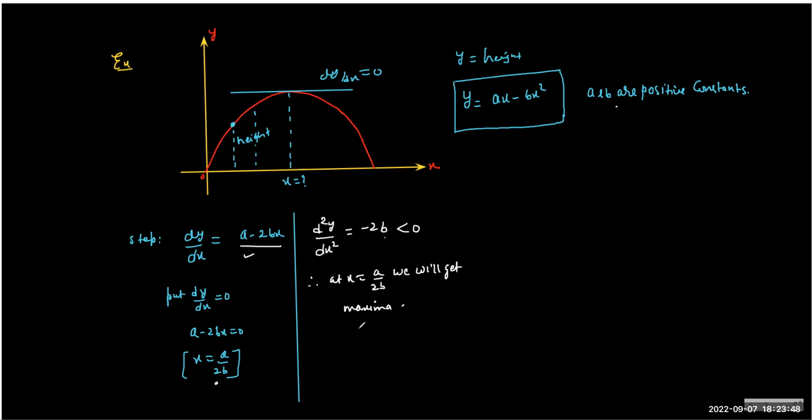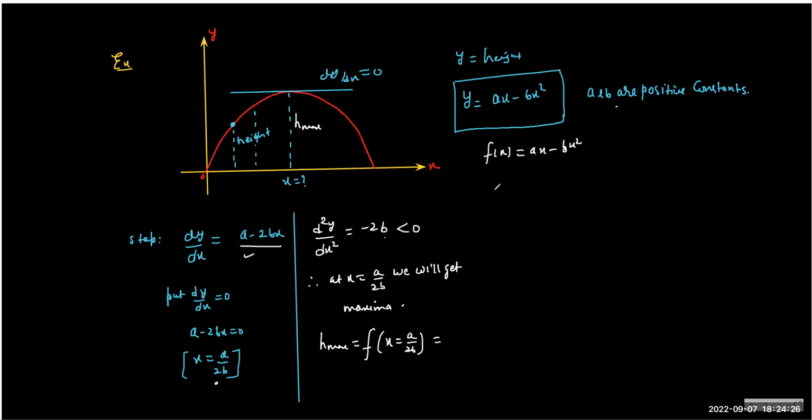The other question that may be asked is, if that is the location at which the maximum is there, what is the maximum height? What is h max? So h max is the y value, or you can say h max is basically f of x when x is a by 2b. So what is f of x given here? Ax minus bx square. Correct? So f of x is already given to us, ax minus bx square.